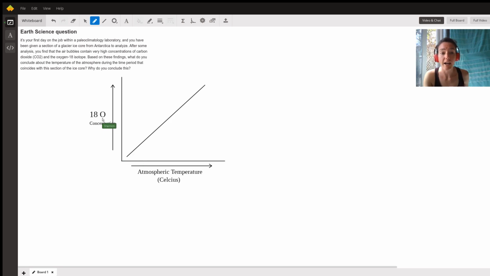And so if we had a high concentration of oxygen 18 isotope in the past preserved in these ice cores, that probably means that we had a higher mean annual temperature as well.